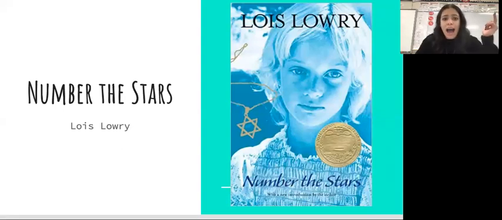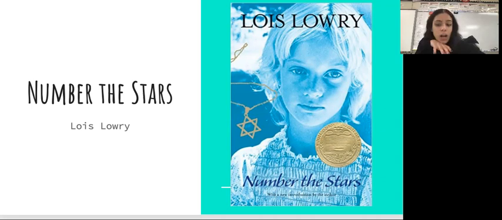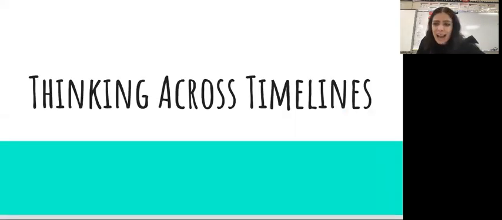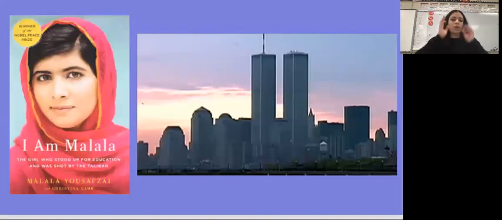First of all, we just read chapter 2 of Number the Stars. What a story we've got coming along with us today. So, a really important thing that I want to talk to you about today when it comes to reading historical fiction is thinking across timelines, thinking across what is going on in the world during this time of my story. So, let me help and paint a little picture for you.